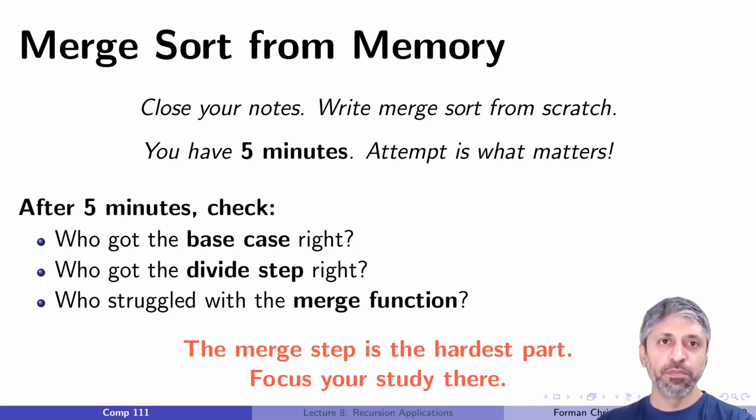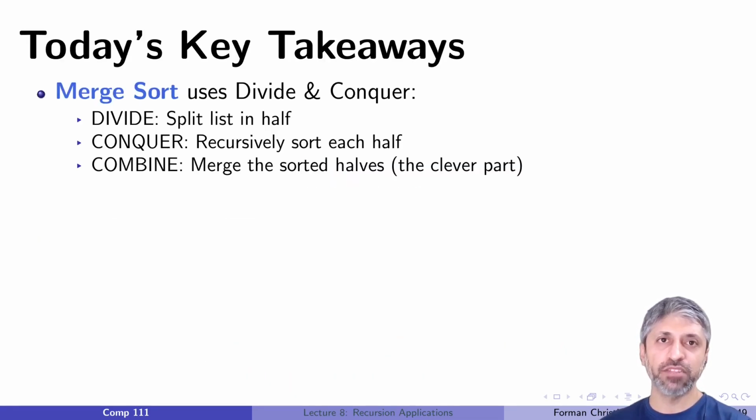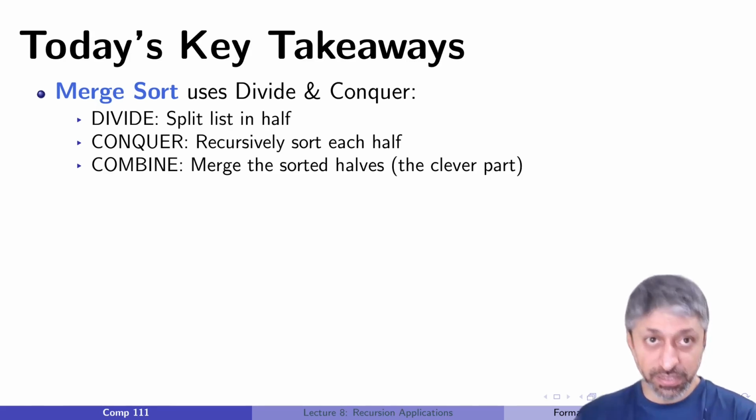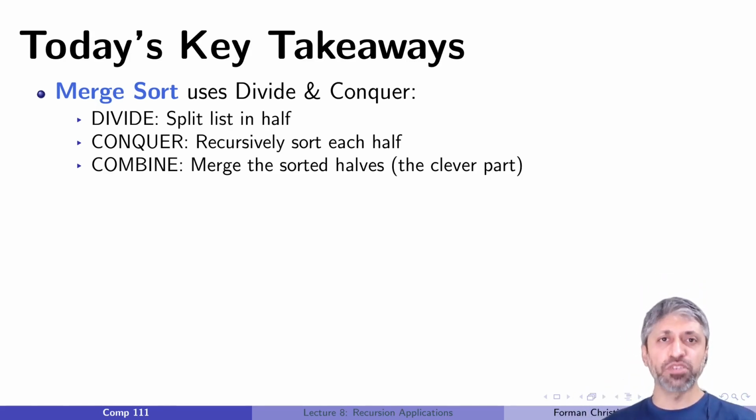Summarize. Let's bring it all together. Merge sort uses divide and conquer. You split the list, recursively sort each half, and then merge them back together. The merge step is going to be the clever part.